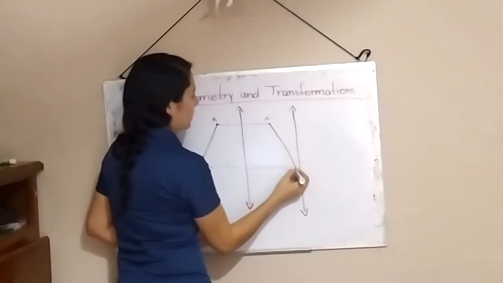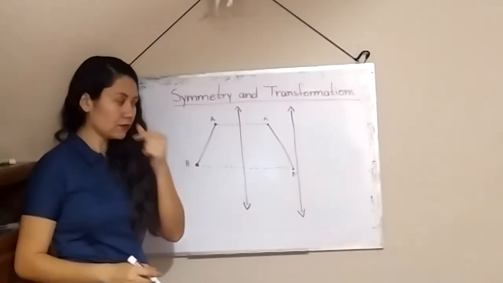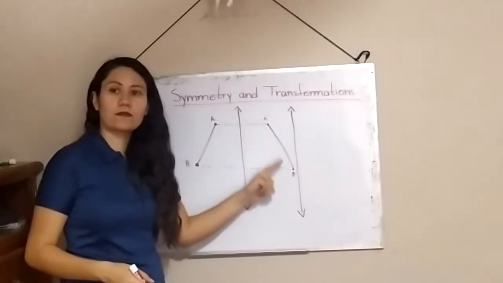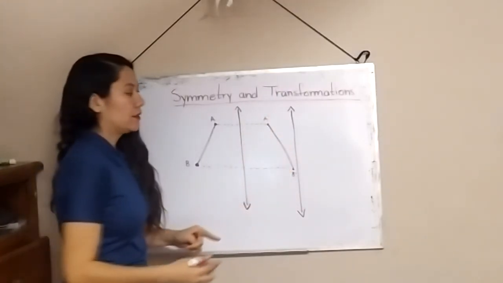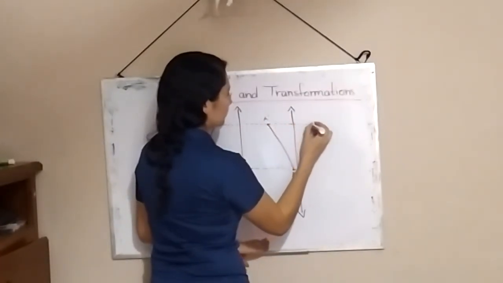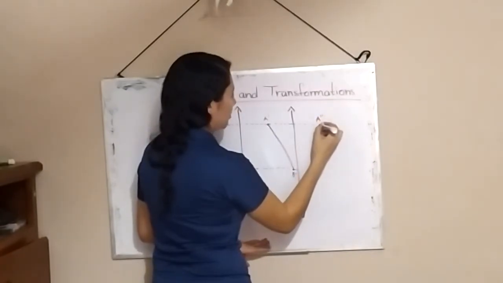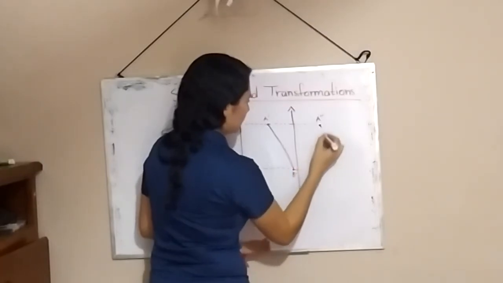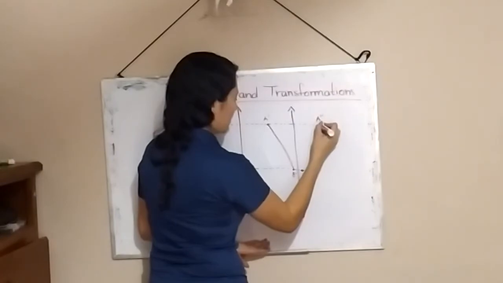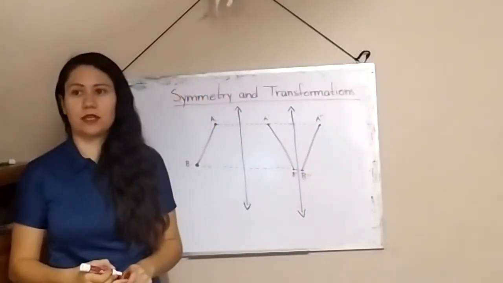And we're going to have A apostrophe and B apostrophe. Okay? And then we are going to do another reflection of our reflection using the second line. And we're going to have the A double apostrophe and B double apostrophe. Okay?